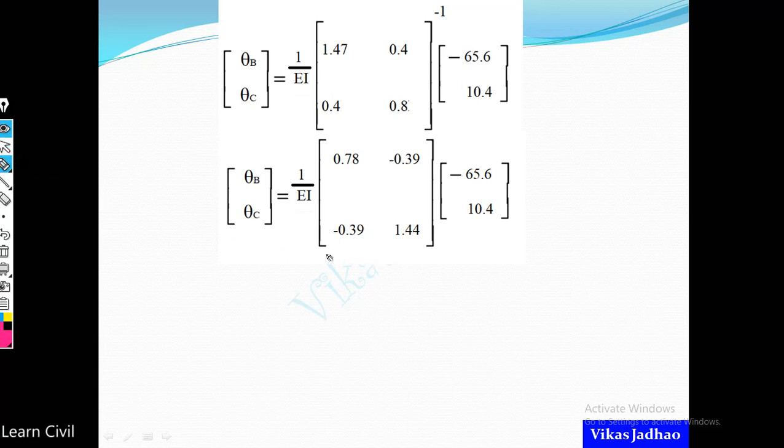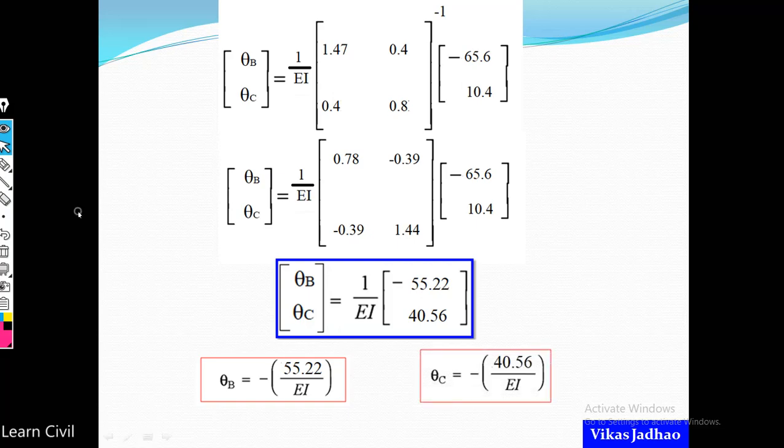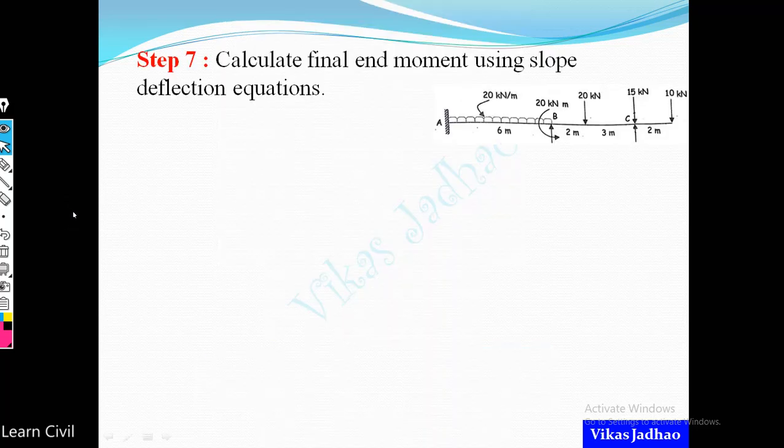Now multiply this matrix with the force matrix, and we get the values of the theta B and theta C matrix, that is the displacement matrix. So we get theta B, theta C equal to minus 55.22 and 40.56 respectively. So finally the unknown displacements are theta B equal to minus 55.22 divided by EI and theta C equal to 40.56 divided by EI. As we know, theta A is equal to 0 because it is a fixed support. Next step is to calculate the final end moments using slope deflection equations.